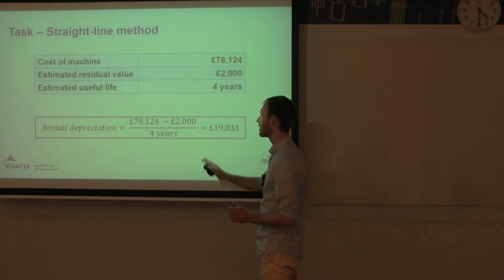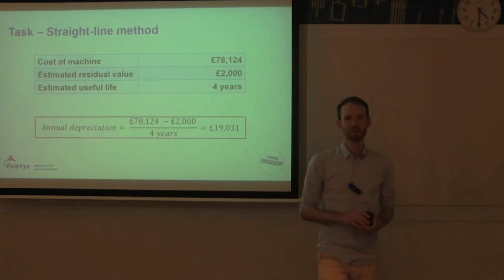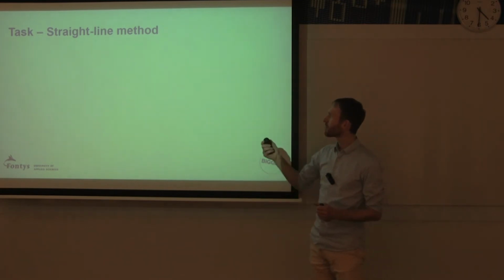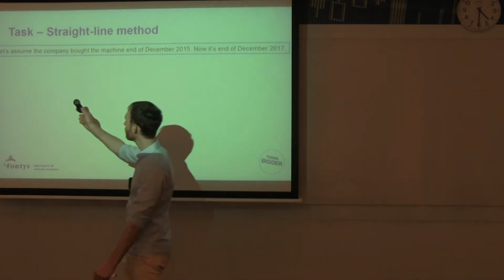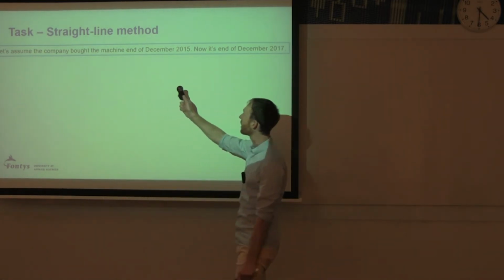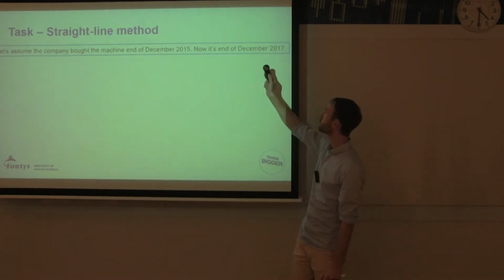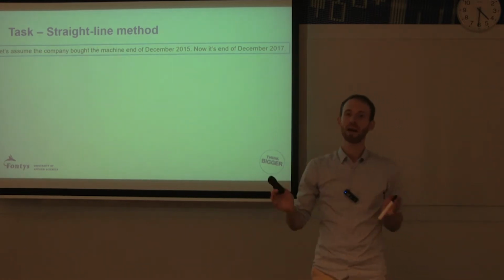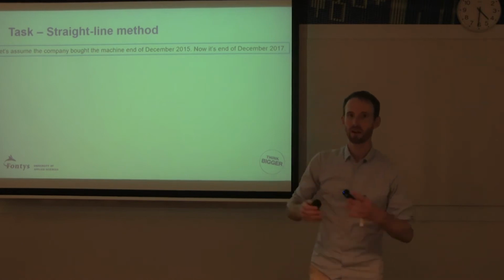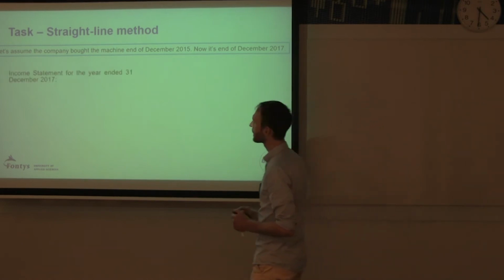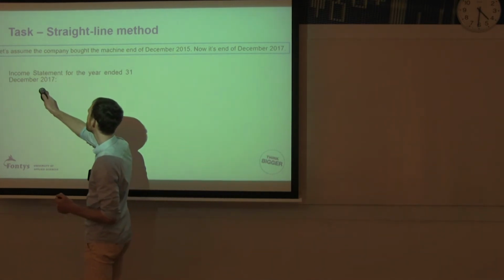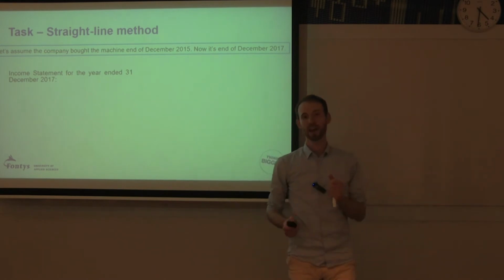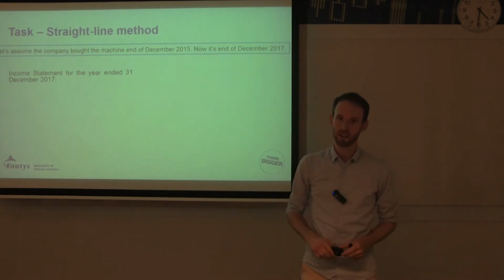If we now try to figure out what happens in the balance sheet and the income statement, we see different things that we have to consider. Let's assume that we as a company bought a machine at the end of December 2015, and now it's 2 years later. So we have to look at the components in the balance sheet and income statement. First, the income statement for the year ended 31st of December 17, where we already have the machine for 2 consecutive years.